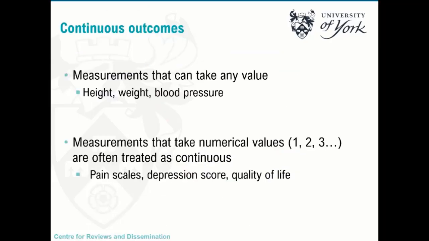The next type of outcomes are continuous outcomes. These can be measurements that can take any value, such as height, weight, blood pressure. But measurements that take numerical values are often also treated as continuous. These can be measurements on pain scales, depression scores, or quality of life scores.